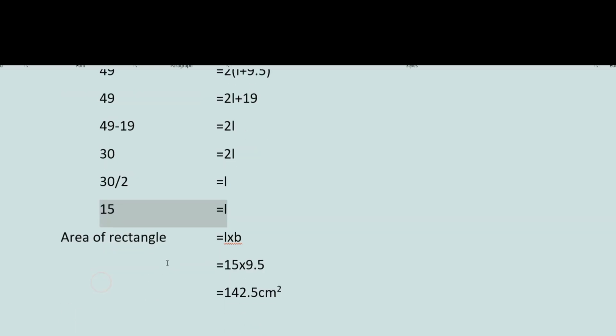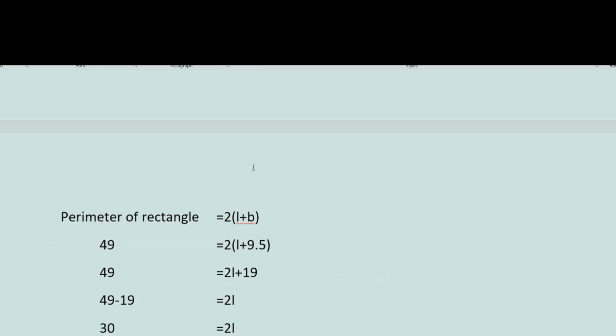Now you also have to find the area of rectangle. Area of rectangle formula is what? L into B. So length is 15 and breadth was given in the question already, that is 9.5. So area of rectangle L into B means 15 into 9.5. If you do, you will get 142.5 cm square.